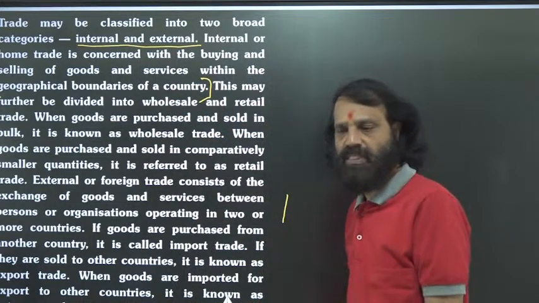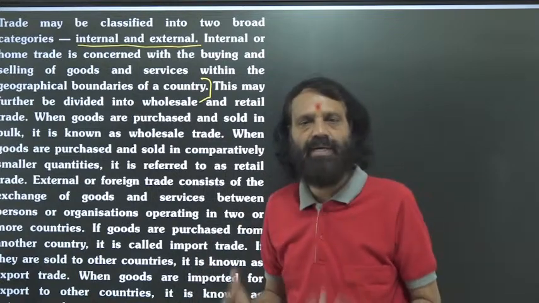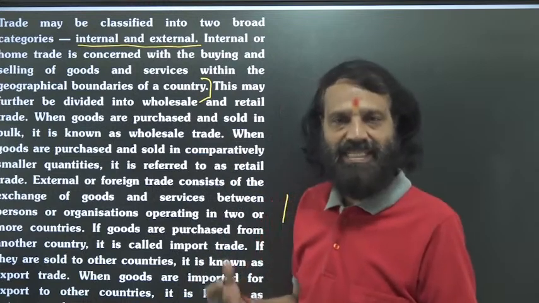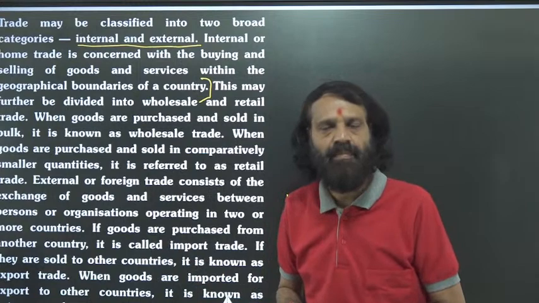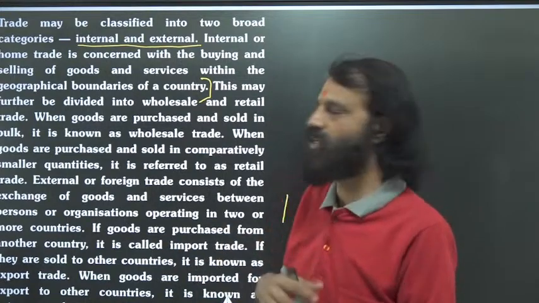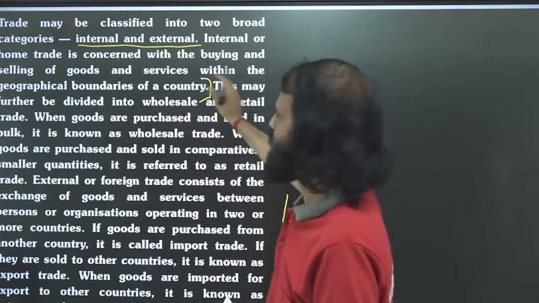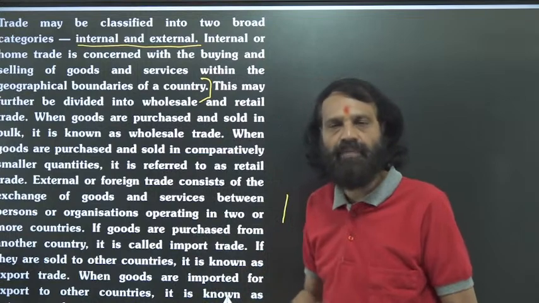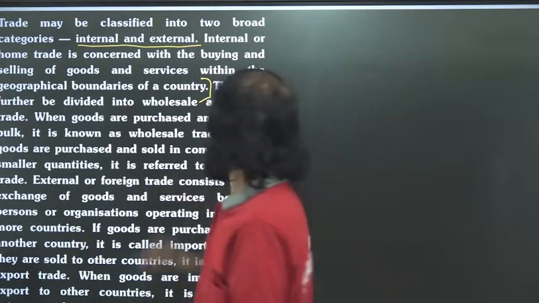Internal trade means within the domestic boundary of our country, the business is taking place, the buying and selling is taking place. Of course, in the market, buying and selling is taking place, and also the transaction. This may further be divided into wholesale and retail trade. Within this country, what types of business are happening? So wholesale trade is there. Of course, retail trade is also there.